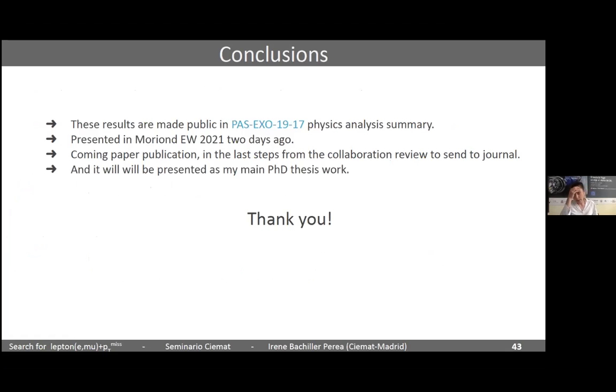So that was all. These results are made public in a physics analysis summary. It was presented, as Maria said, 2 days ago in Moriond Electroweak. And there is a coming paper publication that is in the last steps of the collaboration review to be sent to a journal. On top of this, this will be presented as my main PhD thesis work. Thank you.